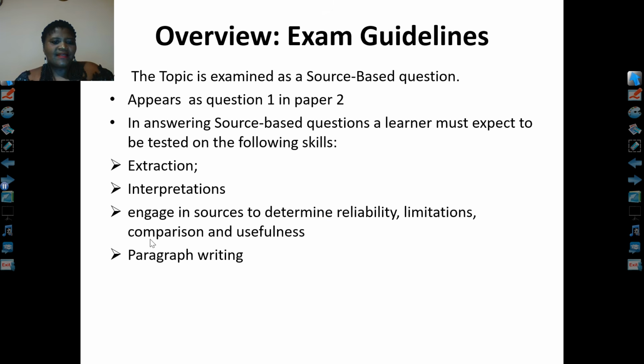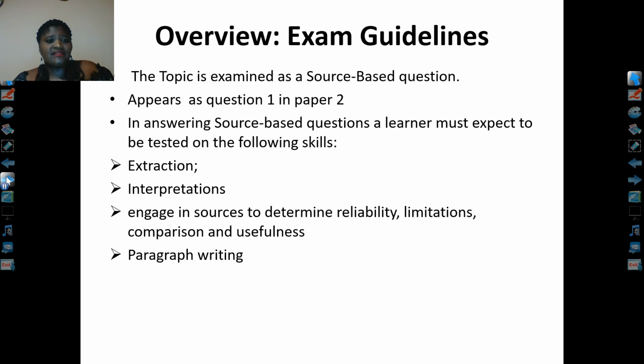And then the last question that will carry more marks on the source-based question will be your paragraph writing question, where you will be expected to write a paragraph of about 8 lines or 80 words, depending on the question that is given there. So it is important that in each source, you write little notes next to it to write what the source is all about. That will assist you when in the end you are writing your paragraph question, so that you don't quote the source verbatim, but rather write the paragraph in your own words so that you don't get penalized. So that's the gist of the source-based question.